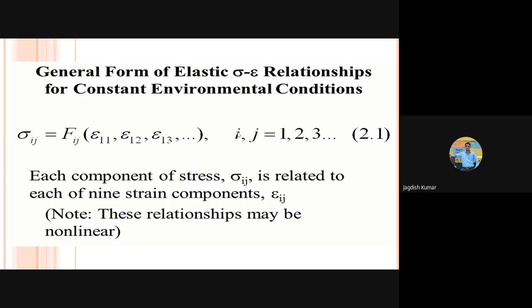So what are these i and j? I and j are related to the dimensions of the crystal. So for a 3-dimensional crystal, you will have 1, 2, 3. They go from 1 to 3 only. You can assign 1 for X direction, 2 for Y direction, 3 for Z direction, and that's all. So accordingly, what will be the strains? Say epsilon xx, xy, xz, then epsilon yx, yy, yz, and so on.